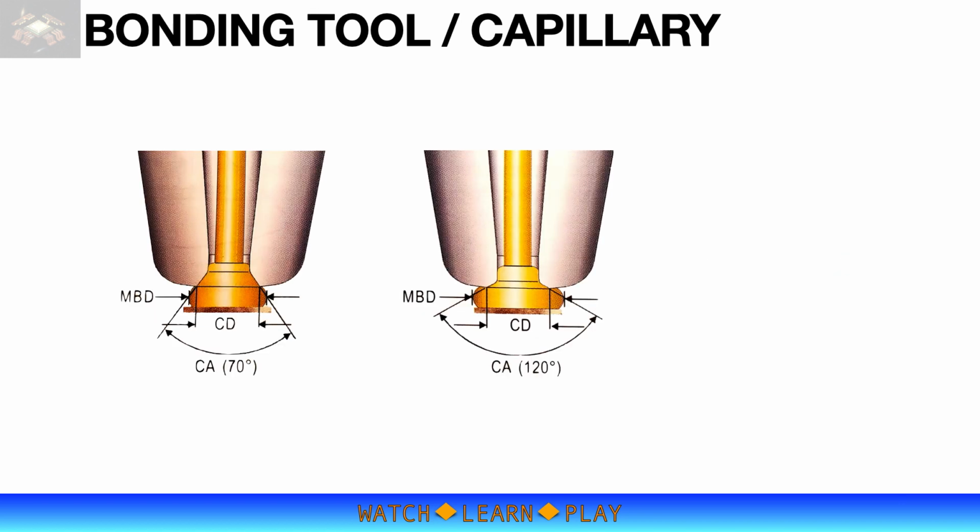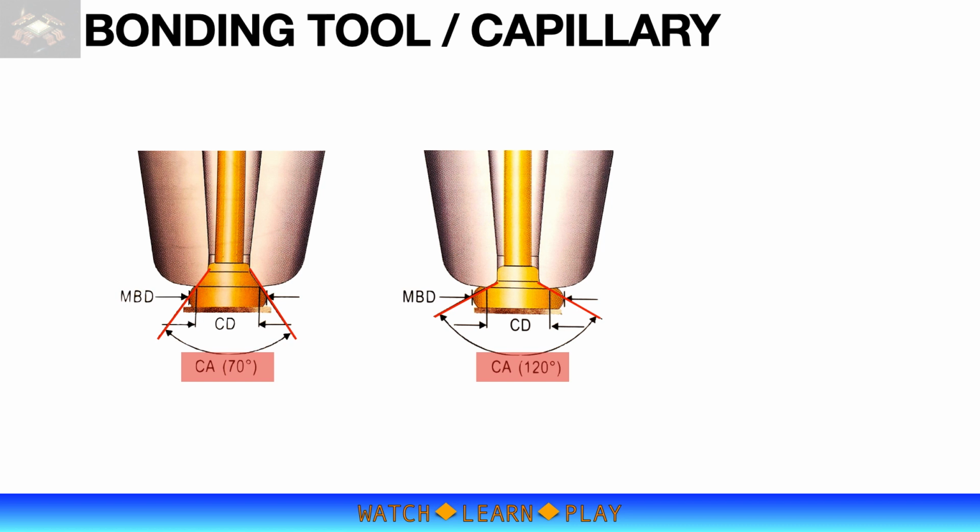This slide shows how dimensions CA and CD control the mash ball diameter. On the left side is a capillary tip with CA of 70 degrees. This tip will result to a cone or triangular shaped mash ball. On the right side is a capillary tip with CA of 120 degrees. With larger CA, the mash ball will be flatter and bigger in diameter, resulting to more contact area to the bond pad.